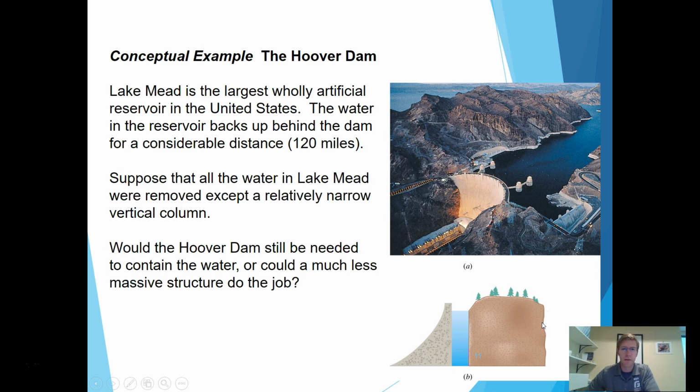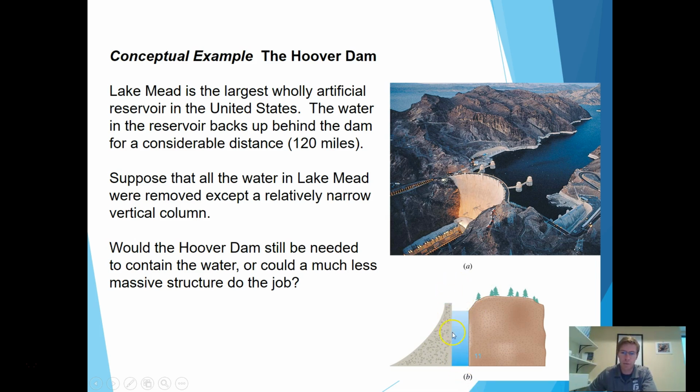The answer is nothing. This dam would have to be the exact same thickness at all points. Why? Because pressure is only a result of the depth of the water. It doesn't matter how much water is back there when it comes to pressure. Down here at the bottom, the pressure will be the exact same pushing on the dam as if you had the whole lake, if you're still at the same exact depth.